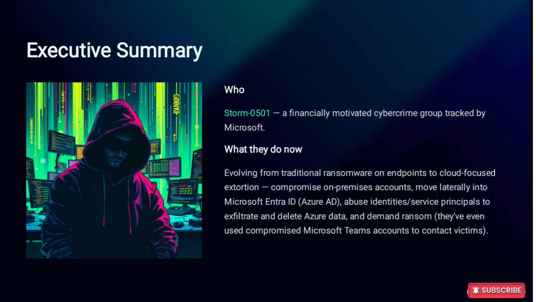So let us discuss the executive summary, what actually happened and who is behind it. It is Storm-0501, a financially motivated cybercrime group tracked by Microsoft. They are evolving from traditional ransomware on endpoints to cloud-focused extortion. They compromise on-prem accounts, move laterally into Microsoft Entra ID, and abuse identity service principals to exfiltrate and delete Azure data and demand ransom. They even compromised Microsoft Teams accounts to contact the victims. So this is what they actually do.